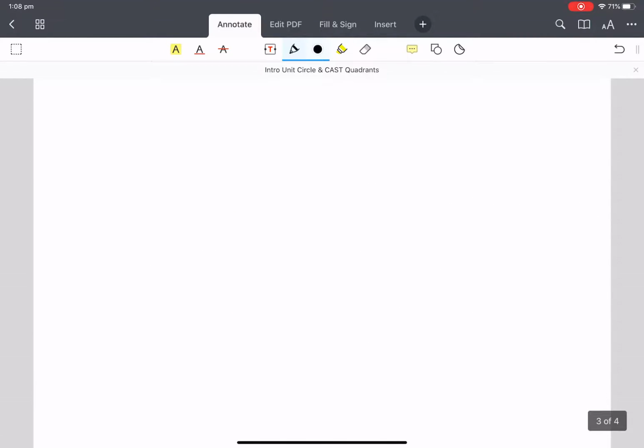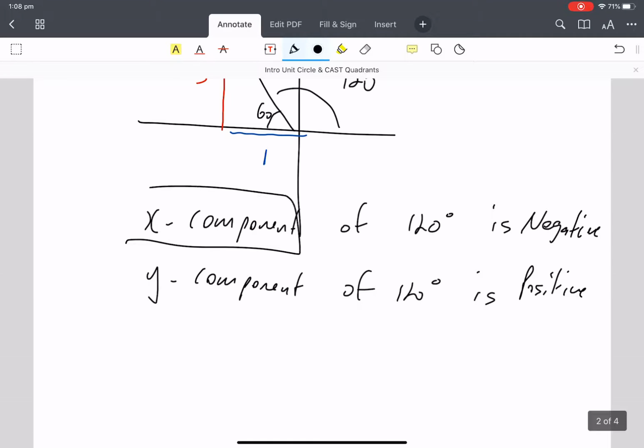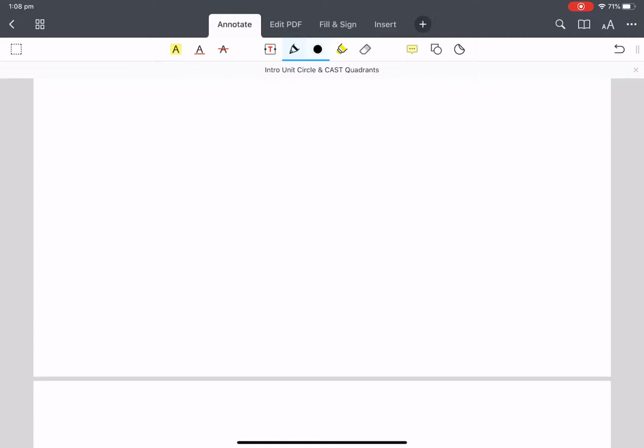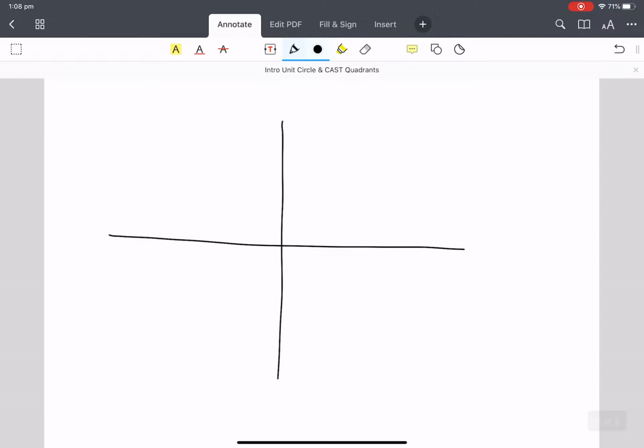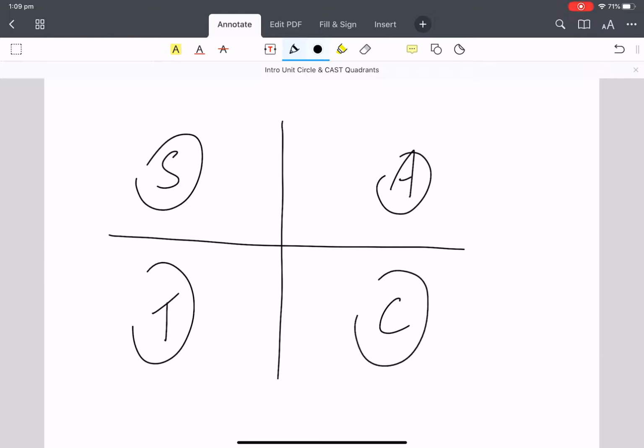The other thing you'll see is the CAST quadrants. We're going to be using these positive and negative components to work out whether our answers are negative or positive. You'll also hear or see textbooks or teachers talking about the CAST quadrants. Oops, my desk didn't come out. CAST quadrants. CAST, yeah, or the acronym is All Stations to Central.